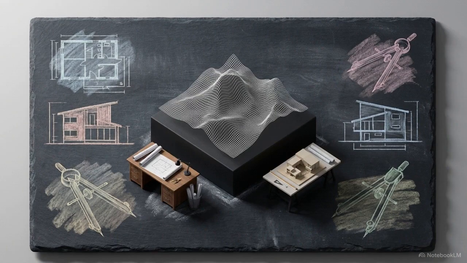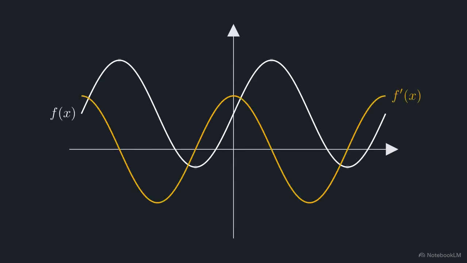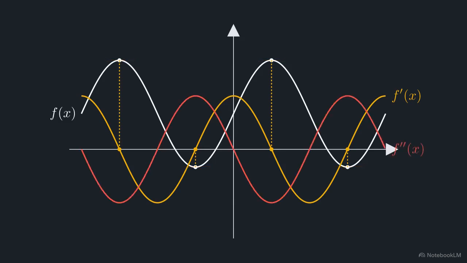Let's step away from the abstract constraints and look at the geometric intuition of how these nested derivatives relate to one another on a graph. Consider a generic oscillating wave-like function on a coordinate plane. This is our baseline, f of x. When we overlay the first derivative, f prime of x, its x-intercepts perfectly align with the local maxima and minima of the original wave. It zeroes out exactly where the baseline curve goes flat. Overlay the second derivative, f double prime of x, and its roots map to the inflection points of the original curve, the exact moments where f of x switches its concavity from up to down.